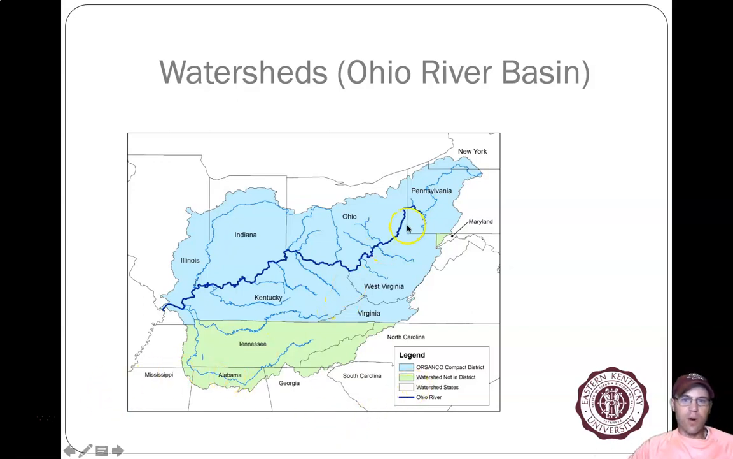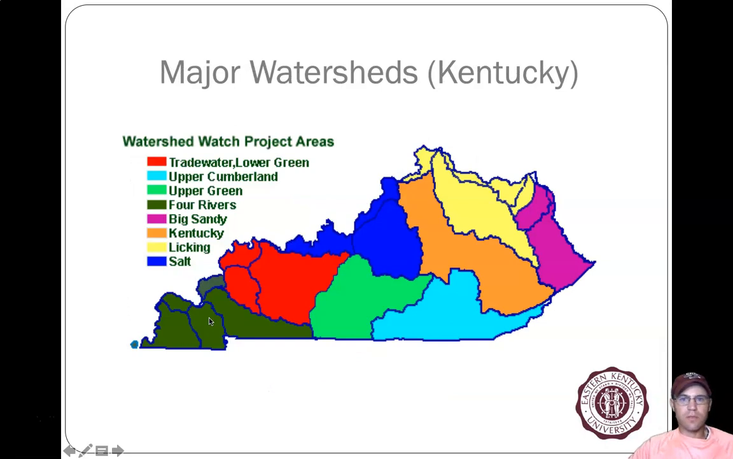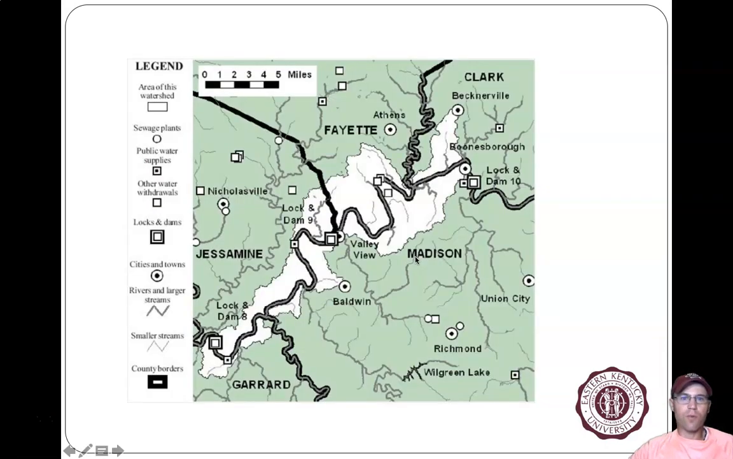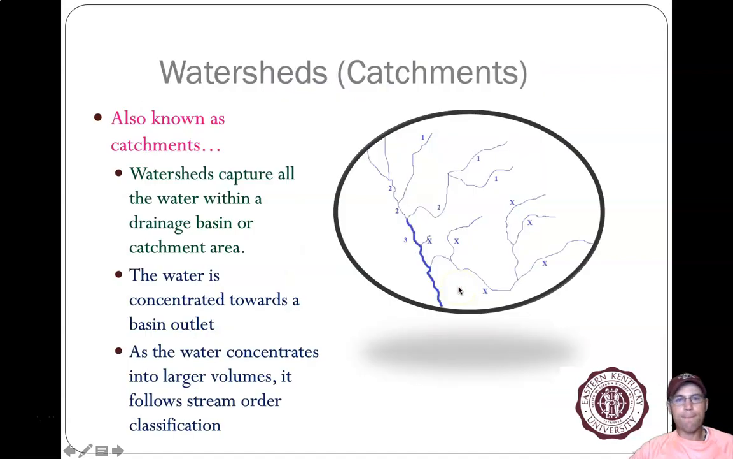So again, the Ohio River Basin includes the Tennessee River Basin. It includes parts of Alabama and even Mississippi before it meets the Mississippi River in Cairo. So Kentucky's got its fair share of big watersheds. We'll get more to those later. We've got many around the campus.